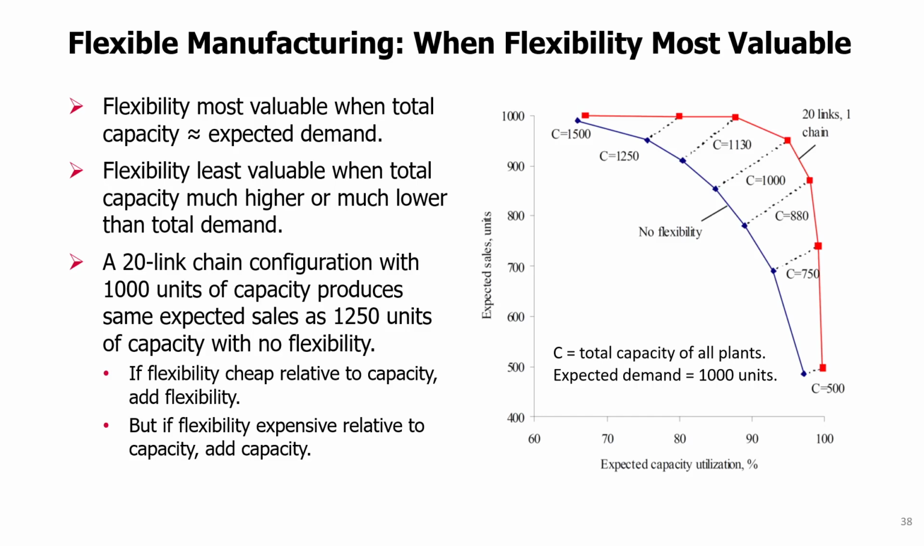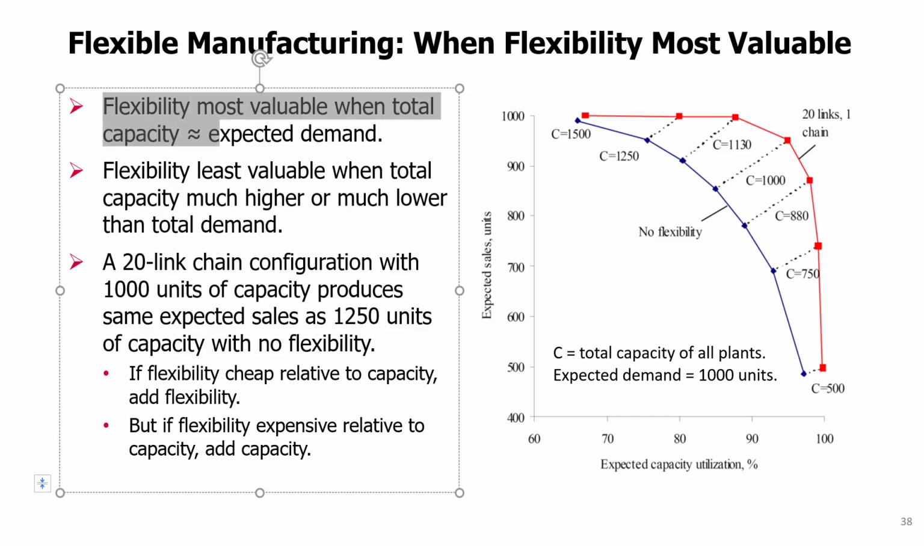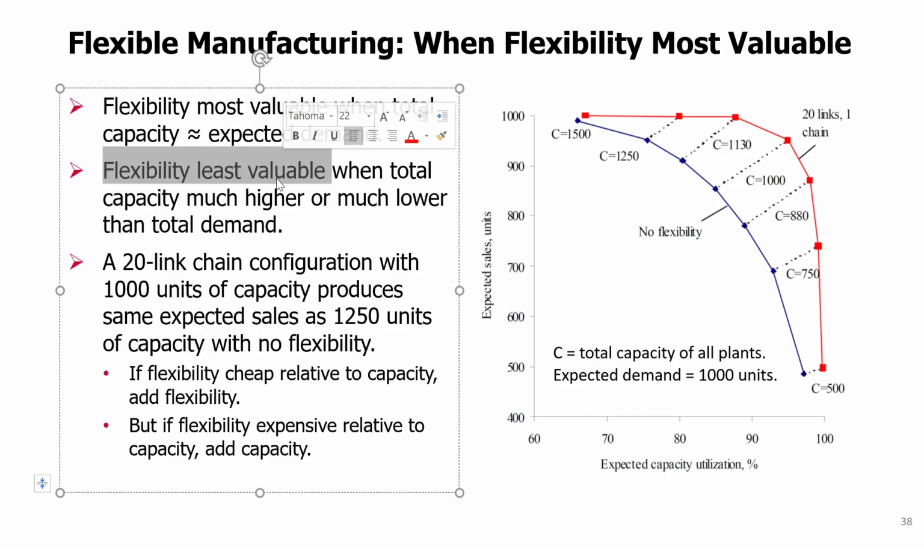But when is it actually most valuable to use flexibility? Well, as it happens, it is most valuable when the total capacity is roughly equal to expected demand, which was the case in our example. We had a total capacity of 1,000 and total expected demand of 1,000. So this was the case in our example, and we saw the benefit. Flexibility is least valuable when there is a big mismatch.